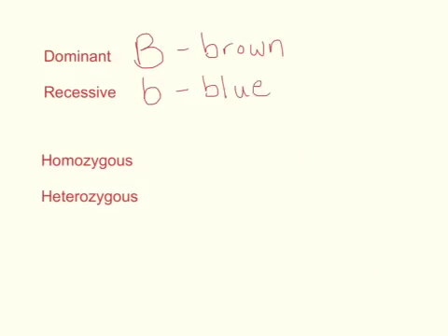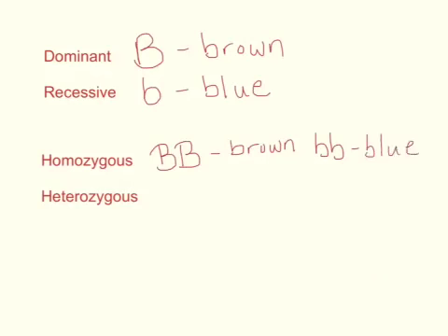We also want to review the term homozygous. That would mean that we would have two of the same alleles for a trait. So in this case, we could have a big B, which would be brown. We may also have a little b, which would be blue.